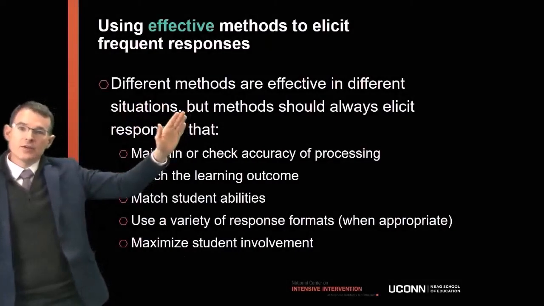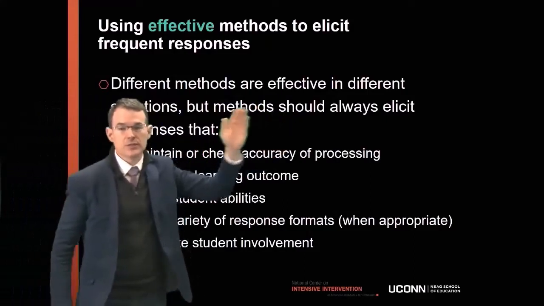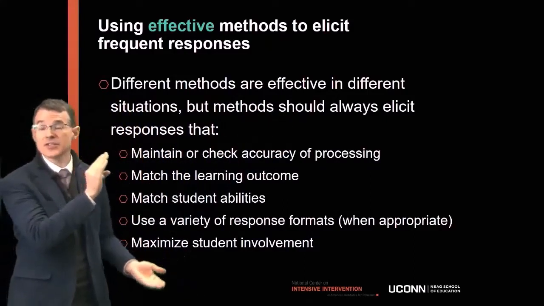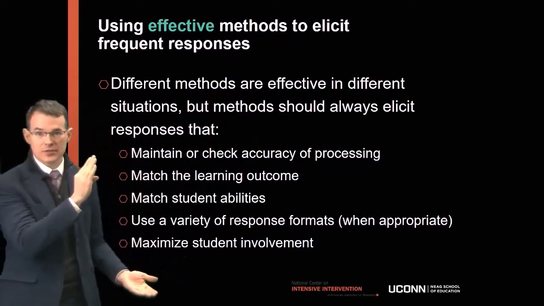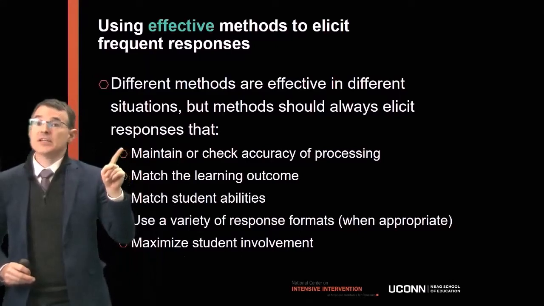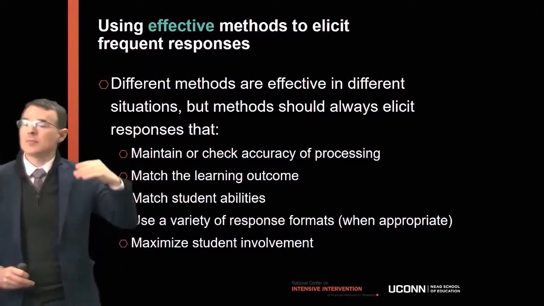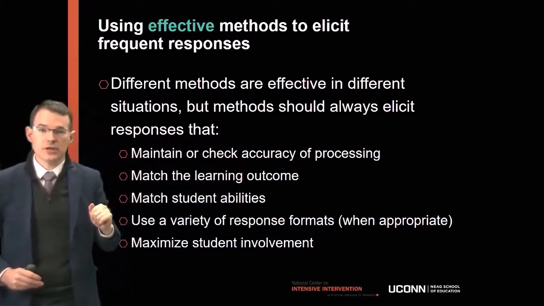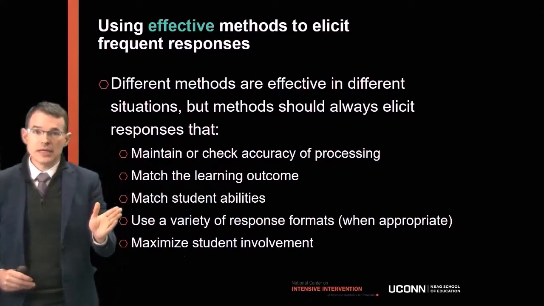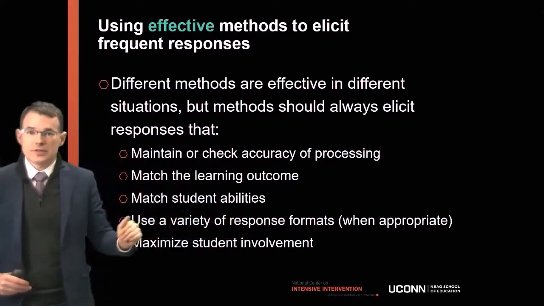To be effective, you have to choose different methods for different situations, but they also should elicit responses that meet these criteria. And these are important because these are the criteria on the checklist for doing a good job at eliciting responses. So one thing is that they need to either maintain processing or check the accuracy of it. The second is that it needs to match the learning outcome, just like an objective needs to match the learning outcome. It also, just like an objective, needs to match student ability so that students are able to follow your directions when you elicit the response.